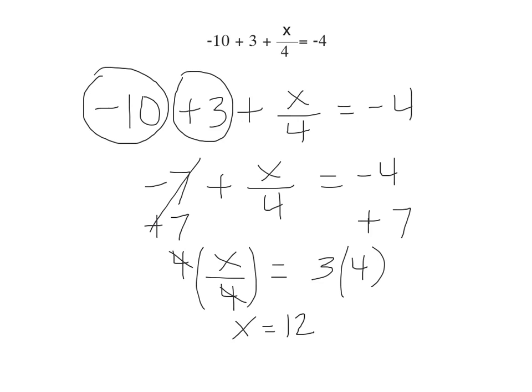Let's check our work. Negative 7 plus 12 divided by 4. That's negative 7 basically plus 3. Negative 7 plus 3, that gives us negative 4, and that checks.